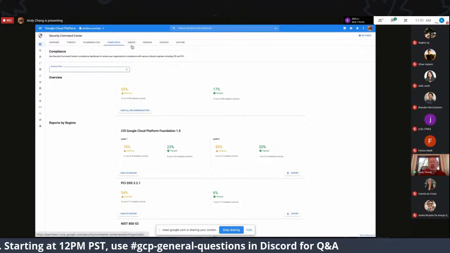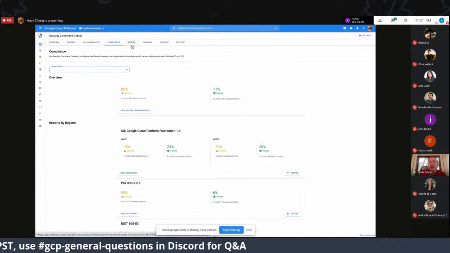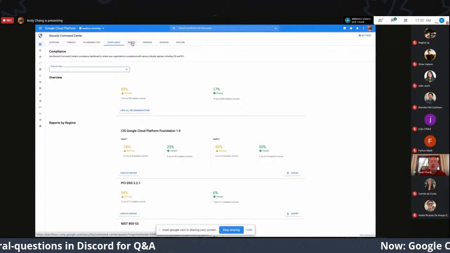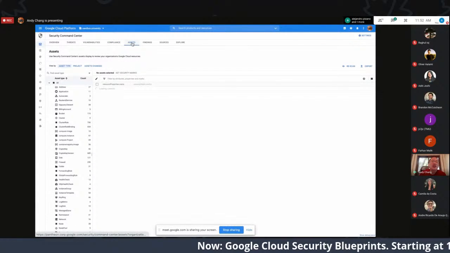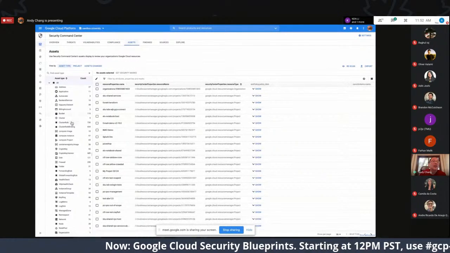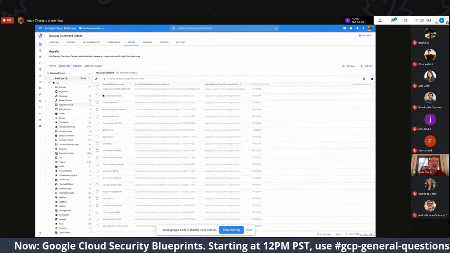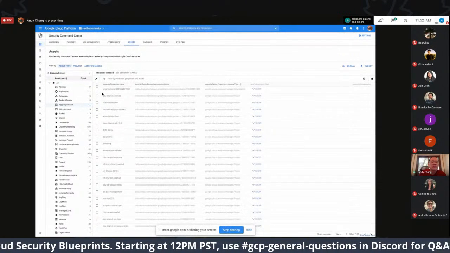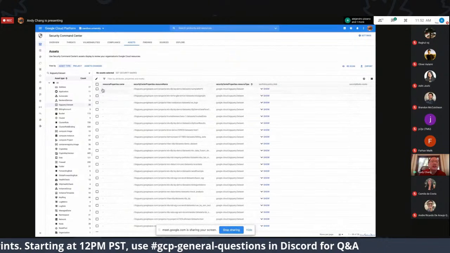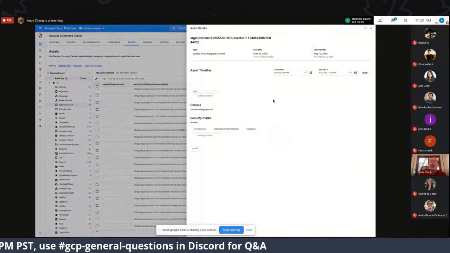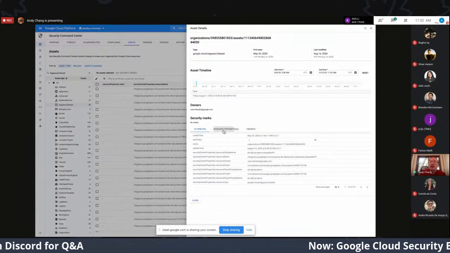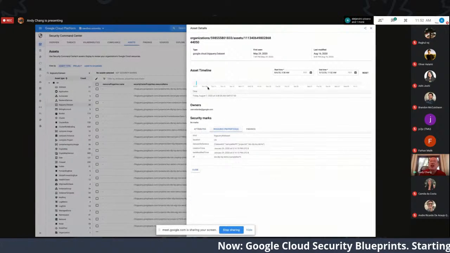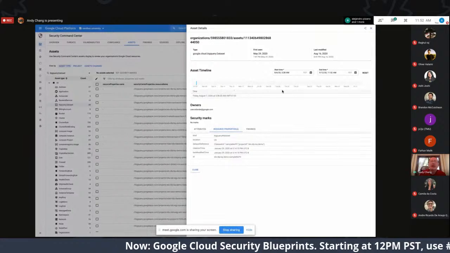And the nice thing is that it's not just a high-level dashboard, but you can really drill in on detail, and look at your assets individually. So for example, if you have a BigQuery data set and you want to see a particular item in that data set, you can see what the data set is, that there are no findings against it, the underlying resource data, and the underlying timeline for the asset.